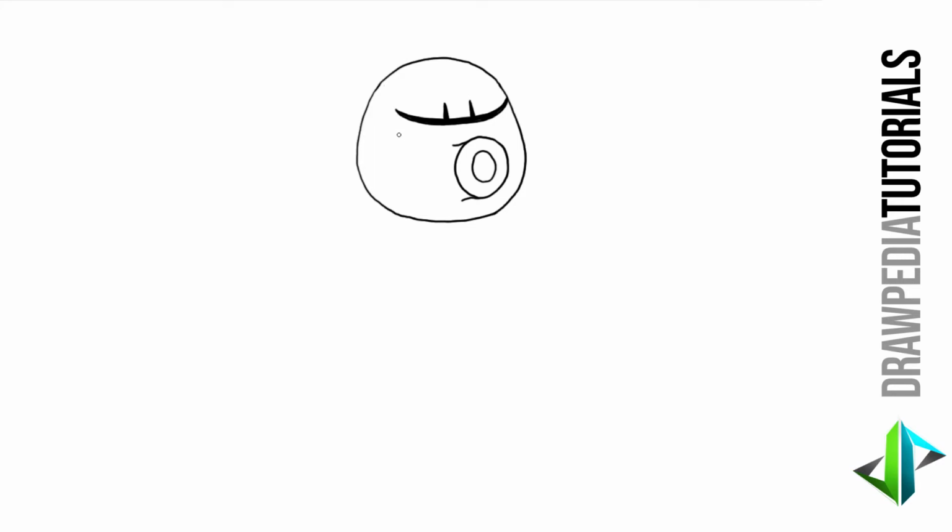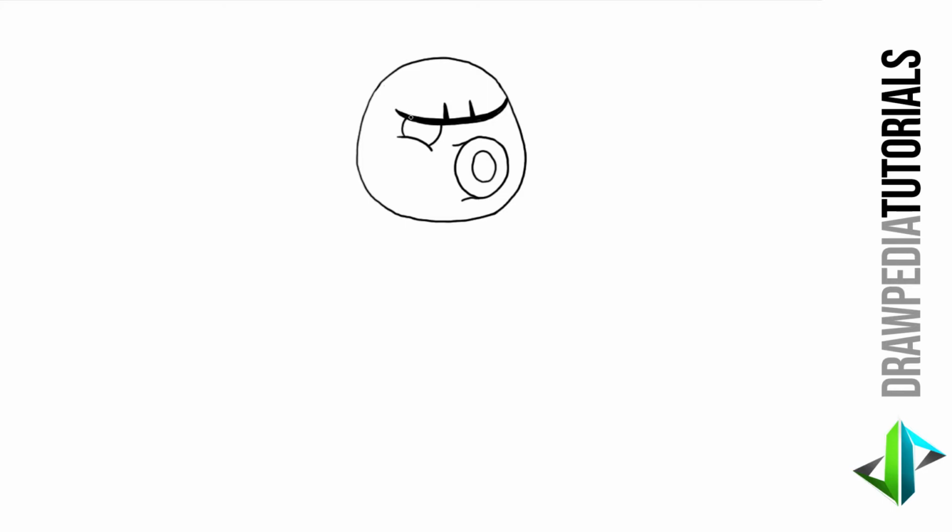Below the eyebrow at the sides, I'm gonna draw a curved line right there. And then I'm gonna draw a curved line from this point towards the eyebrow like that. And then at the outer corner, we're gonna draw another curved line at that point.